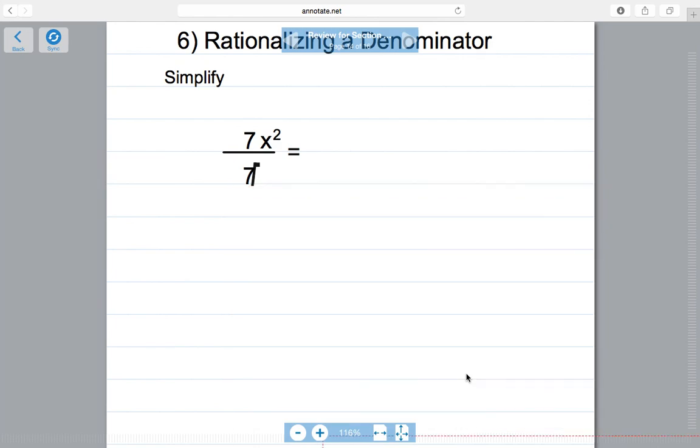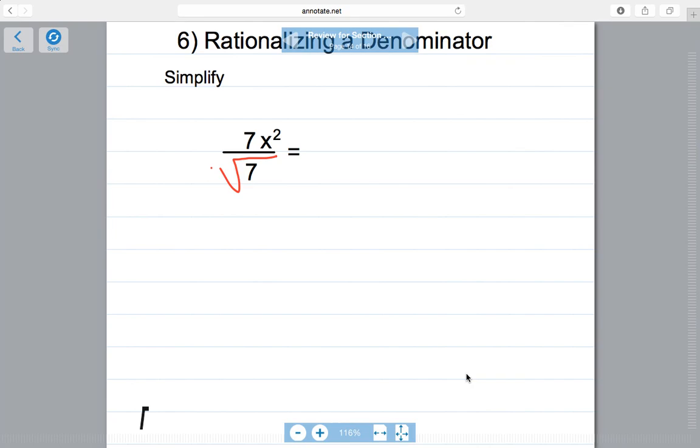Alright, so for this one it looks like my square root got a little bit messed up again. So this should be 7x squared divided by the square root of x. Let me see if I can fix that square root. There we go. Okay, that's a little better.